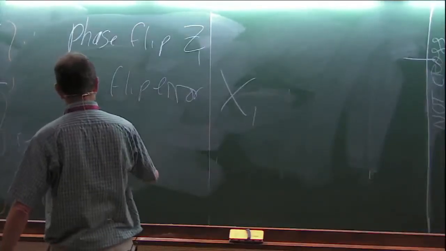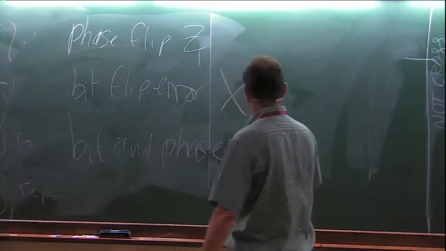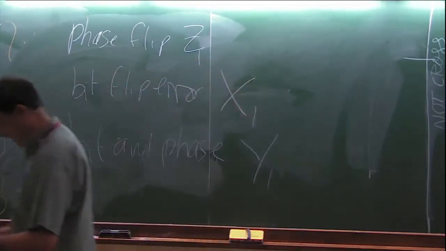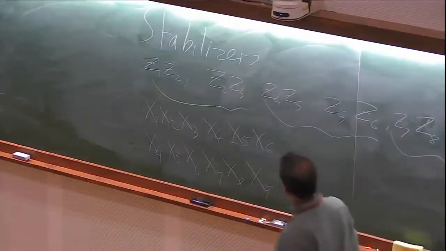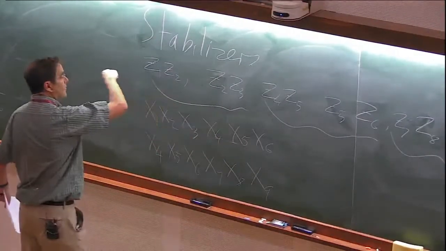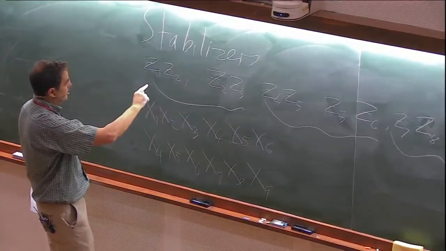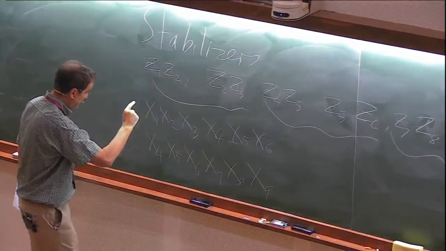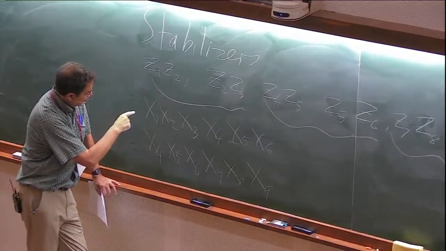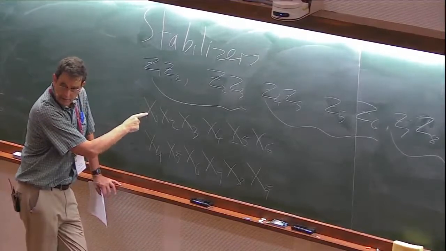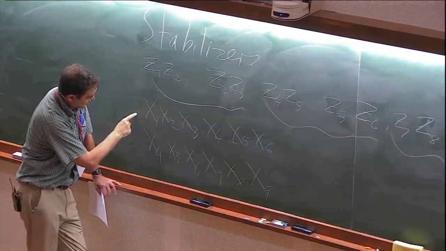And if you have a bit and phase error, say on the first qubit, so that's caused by Y1, so the commutation with the Z stabilizers will be the same as if it was an X error. But you can tell then it's not an X error, it's a Y error, because Y1 anti-commutes with X1, so the eigenvalue of this stabilizer will be -1.